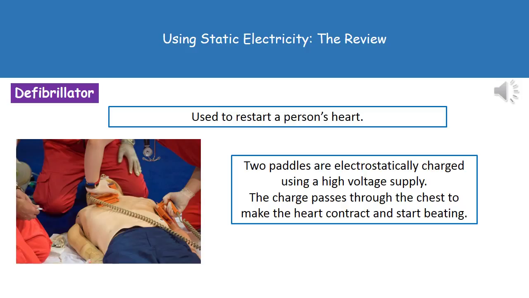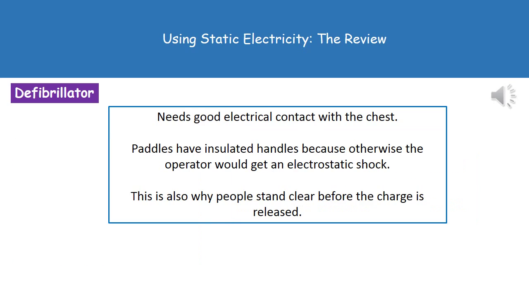The final use that we need to look at is the defibrillator. This is the machine that we use to restart someone's heart whenever it's stopped. We've got those two paddles you can see in the diagram, and they are charged up using electrostatics, and the way we get that charge is from a high voltage supply. By using that static charge passing through the body, we're going to make the heart contract and hopefully start beating again.